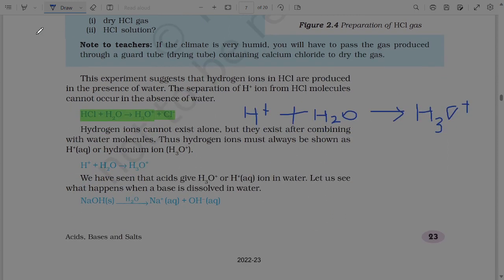The reaction was written here. I wrote it once again, so please refer to this if you can't read it. We have seen that acids give H3O plus or H plus aqueous ion in water.